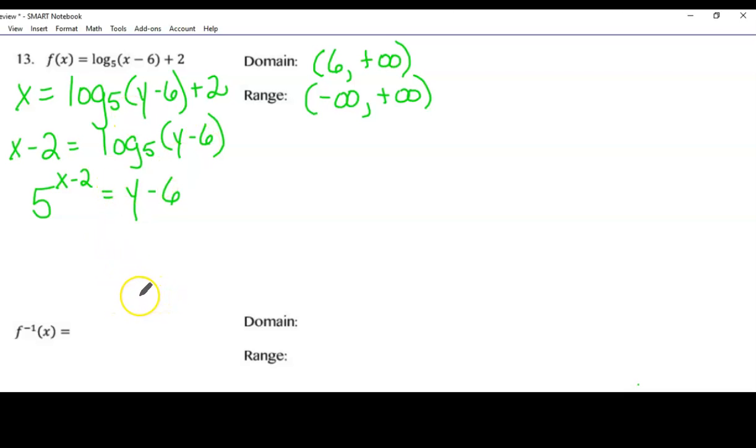Okay, so now we need to just add 6, and I'm just going to go ahead and rewrite this in inverse. Remember, we're going to add 6 to this. Okay, well, you don't need to do that part down there since I already did that. And then switch the domain and range.